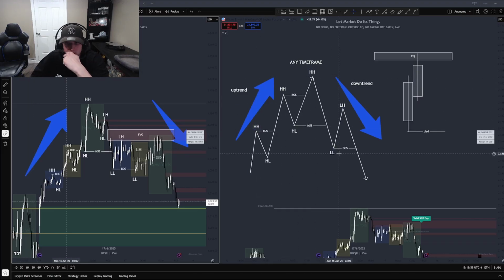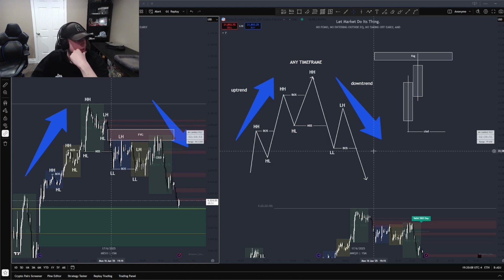Now we have a lower low, a lower high. This means we're now in a downtrend. So what happens when you make a new low? Breakup structure from the previous low. Okay, that's the breakup structure. You need a trend, and it's trend continuation.